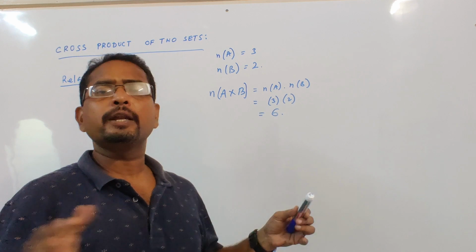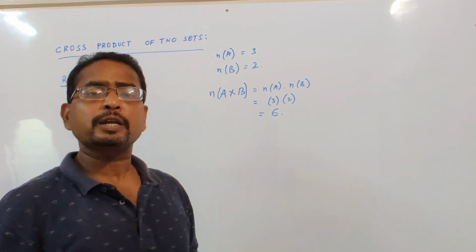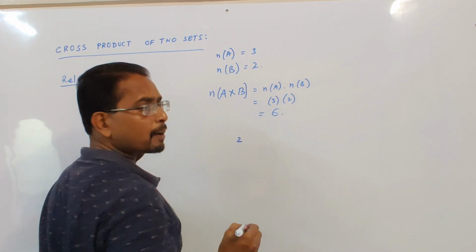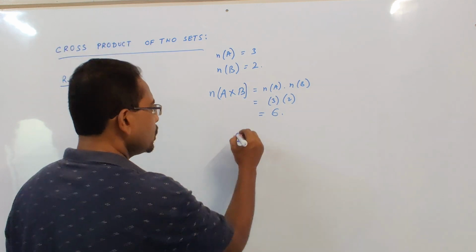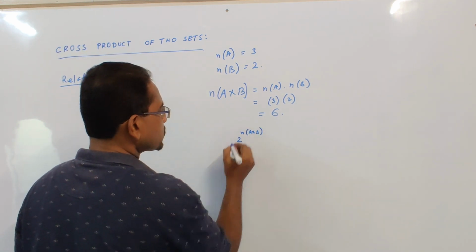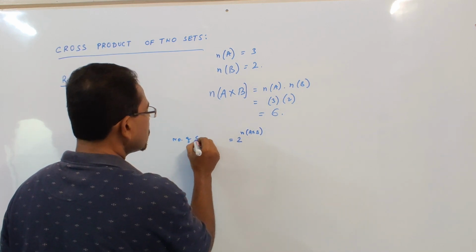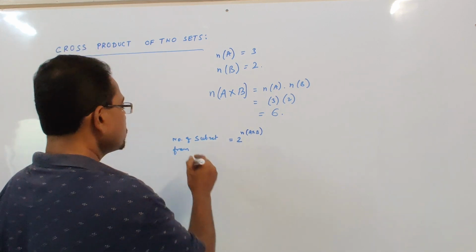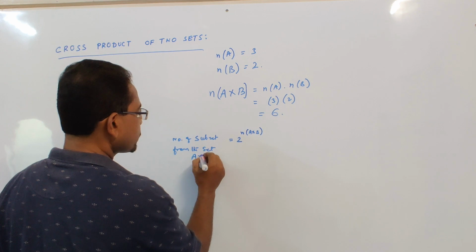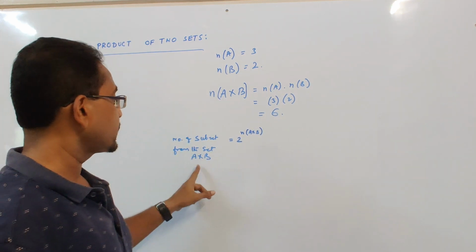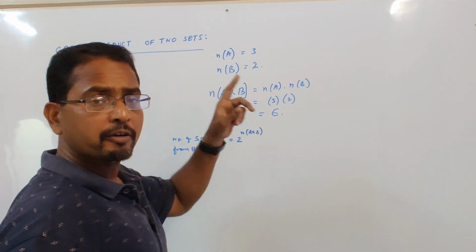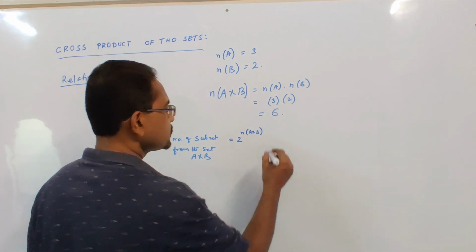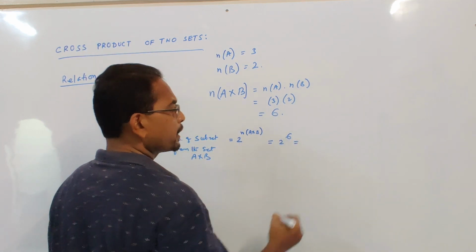And we want to know how many different subsets are possible from the set A cross B. It will be 2 to the power of the number of elements in the set A cross B. That will give you the number of subsets. The number of elements in A cross B is 6, so the number of subsets will be 2 to the power of 6, and that will be 64.